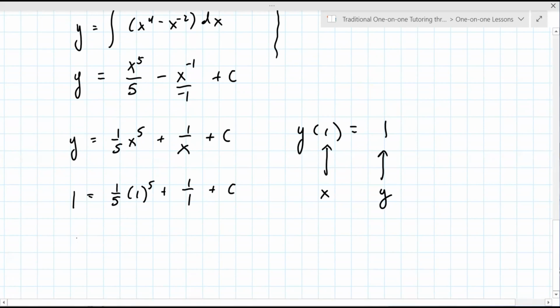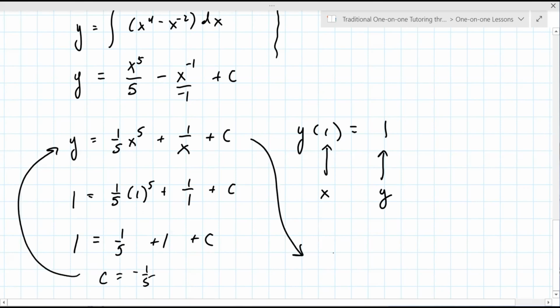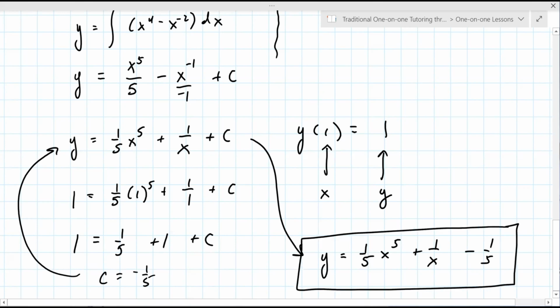Where 1 equals 1/5 plus 1 plus c. So then minus 1, c equals 1/5. Actually it's -1/5, because you have to move this over. So you go back to y equals 1/5 x to the 5th plus 1 over x plus or minus 1/5. And this is your final answer that your instructor is looking for.